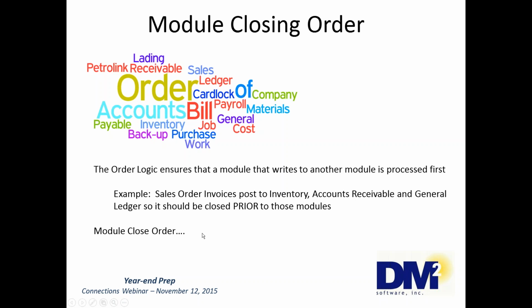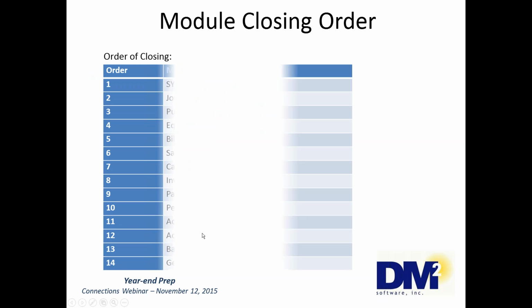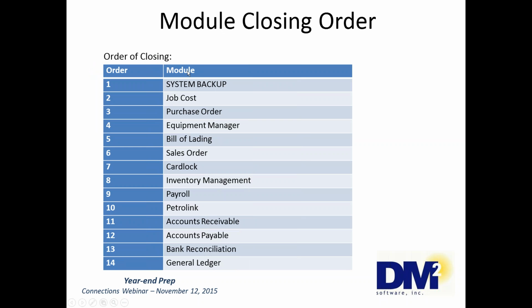So, module close order. This is an example. You'll notice the first step here is system backup, so you're going to want to make a system backup. The module closing order is job cost, purchase order, equipment manager, bill of lading. This is just an example, again, using that bottom-up theory. Card lock, inventory, payroll, etc. And the last one is general ledger.